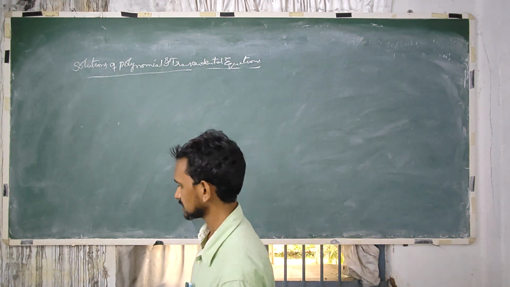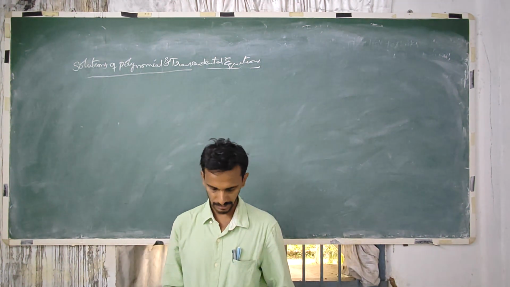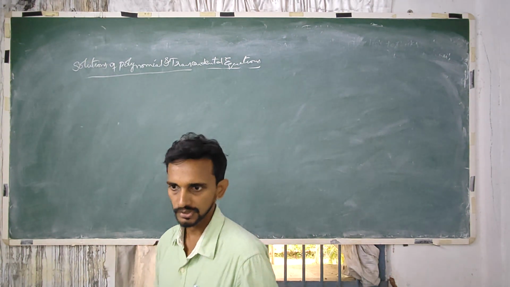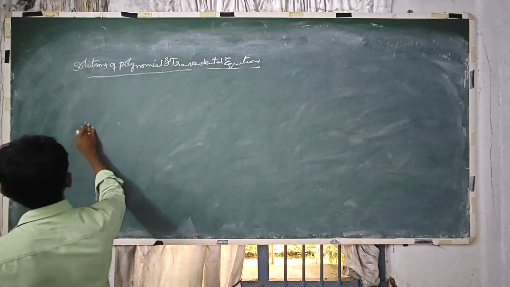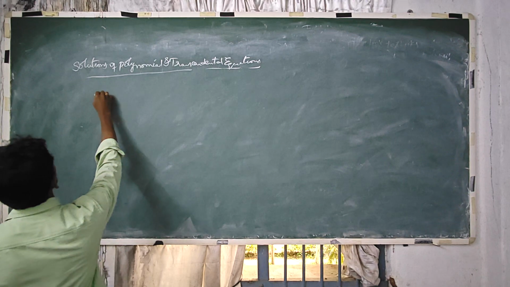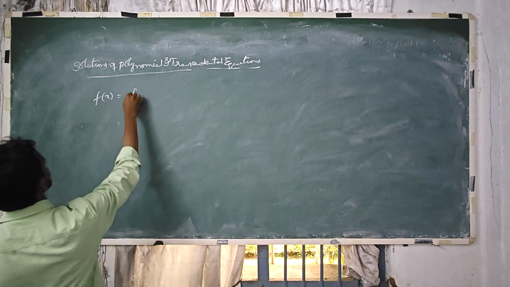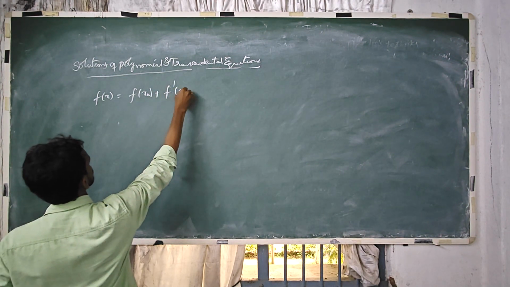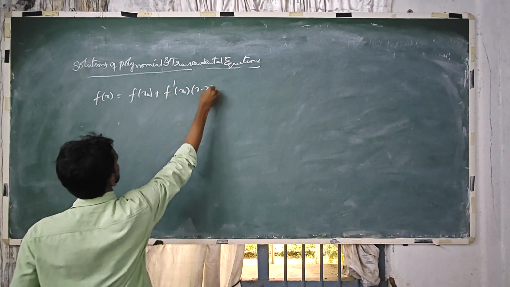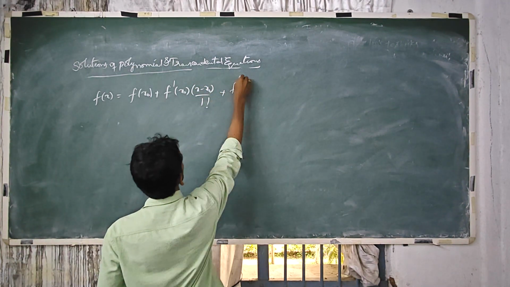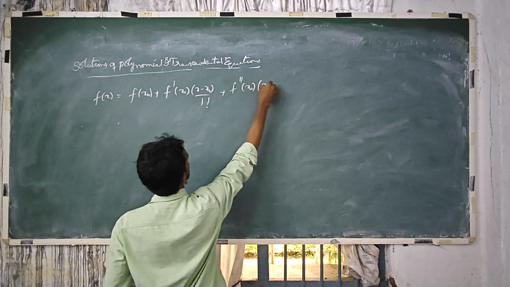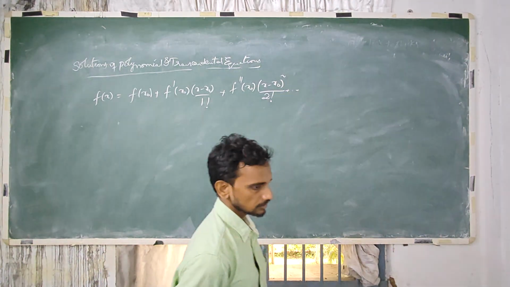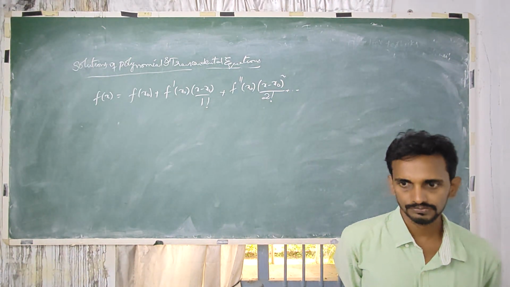Power series means either a Taylor series or Leibniz series or any kind of series, and it is a primary requirement for numerical analysis. So what is the Taylor series expansion? f(x) = f(x0) + f'(x0)(x - x0)/1! + f''(x0)(x - x0)^2/2! and so on. This is the Taylor series expansion of a function f(x).